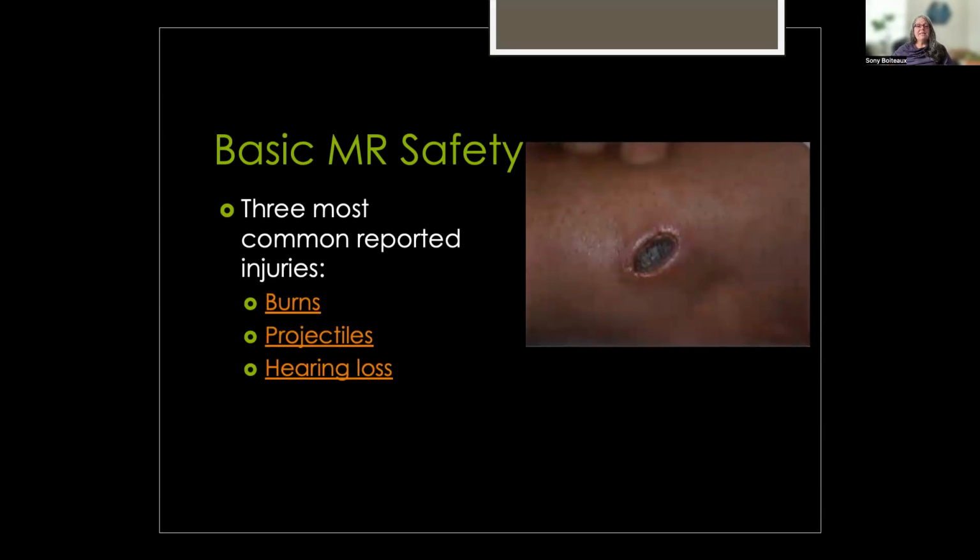Now, that said, when used improperly, the three most common reported injuries to patients would be, first and foremost, burns, because those radio frequencies do deposit a lot of heat into our patient's body.